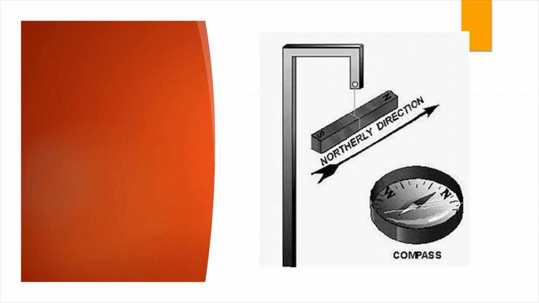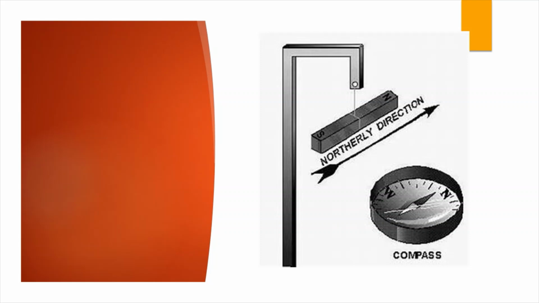Here, the end of the magnet pointing towards the north of the earth was given the name magnetic north pole, while the end pointing towards the south of the earth was given the name south pole of the magnet. Now here the confusion will get cleared. We know that like charges repel each other, whereas unlike charges attract each other. In the same way, north and north pole of a bar magnet repel each other and north and south attract each other.